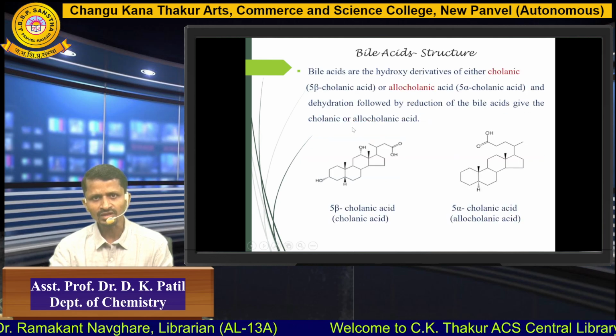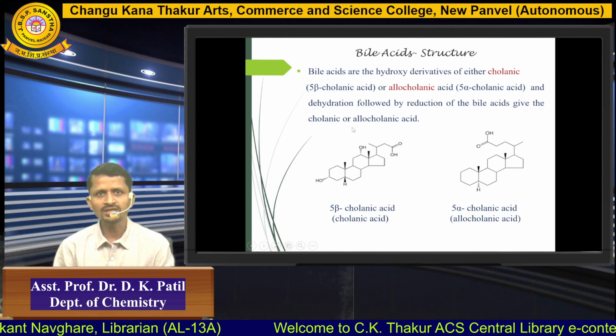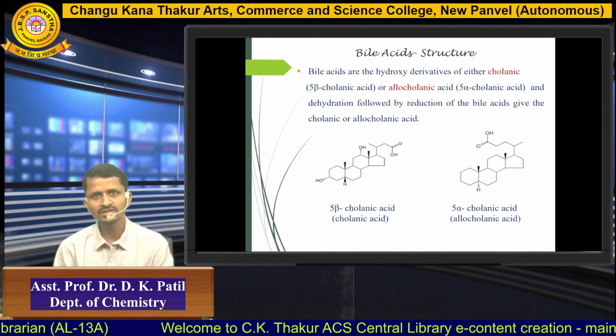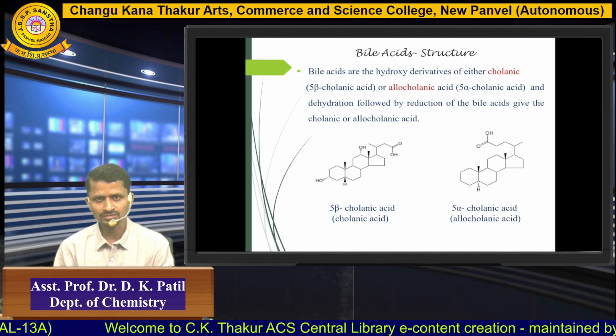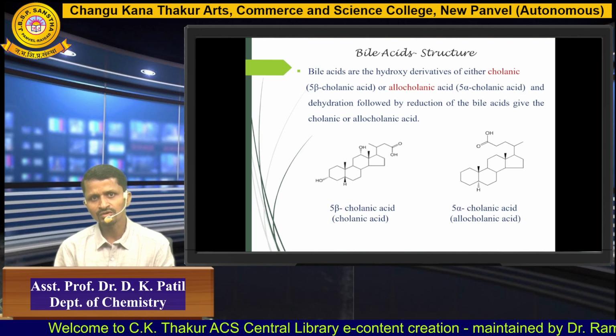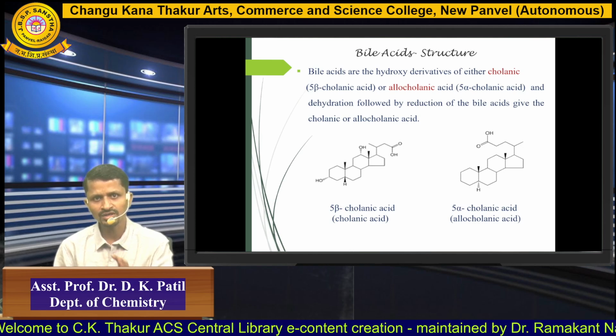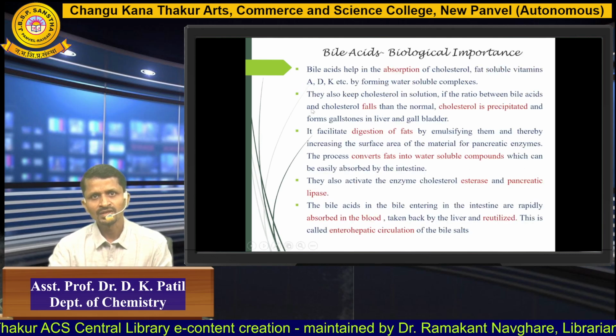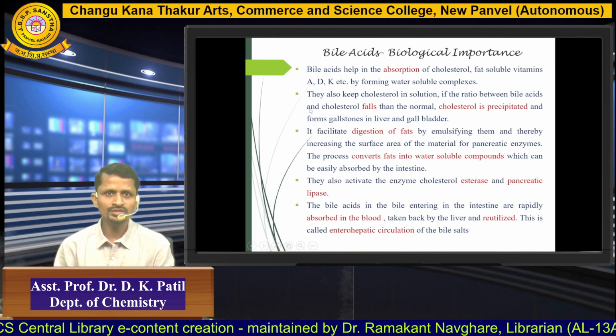Now, if you look at the structure of bile acids, what are they? They are the hydroxy derivatives of cholic acid and allocholic acid. These are some of the structures of bile acids, that is 5 beta cholanic acid and 5 alpha cholanic acid. Now, the biological importance of bile acids.